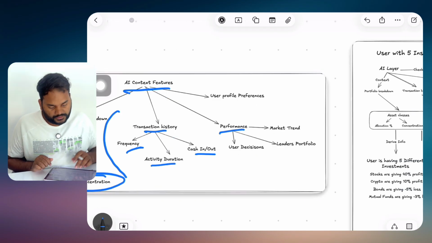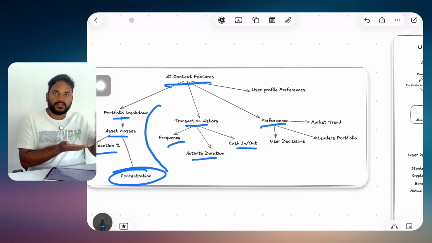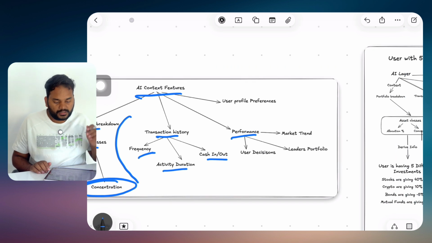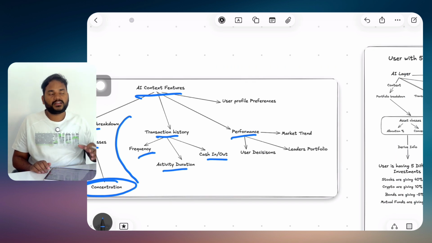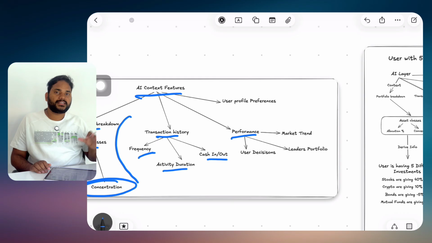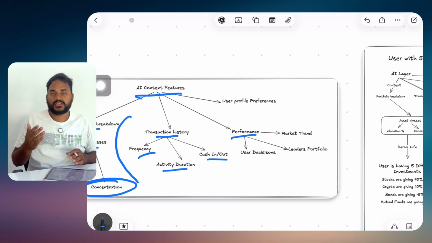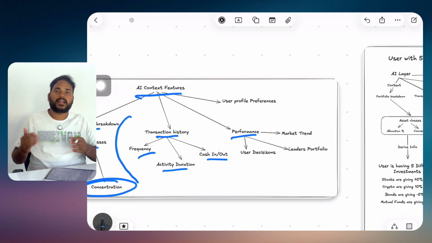Next is performance. In performance, it will track both sides: how the portfolio is constructed by the user and what the user's decisions are. For example, the AI has suggested investing in XYZ stock, but the user has invested in ABC stock. The AI will have context of both, because in the chart we are showing them their current performance and what the potential could be.